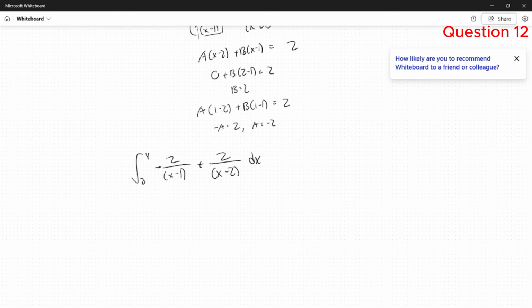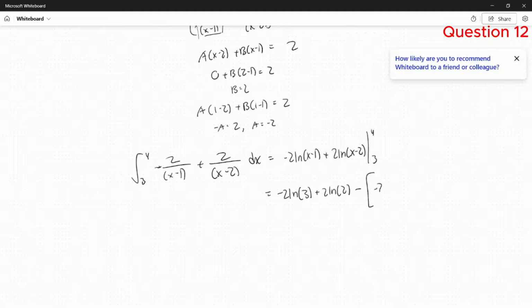And as you may see, this is just the sum of two integrable functions corresponding to an integral of ln of x. So this would be negative 2 ln of x minus 1 plus 2 ln of x minus 2. Evaluating that from 3 to 4, from 4 to 3. So that would be negative 2 ln 3 plus 2 ln 2 minus, in parentheses, negative 2 ln 2 plus 2 ln 1.